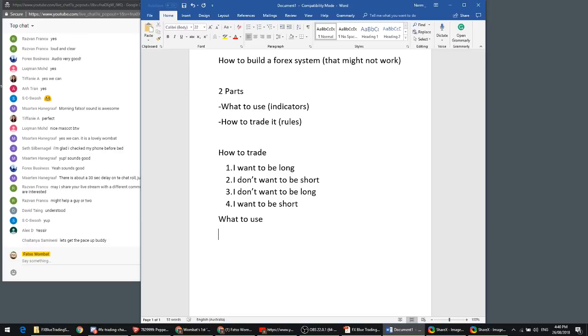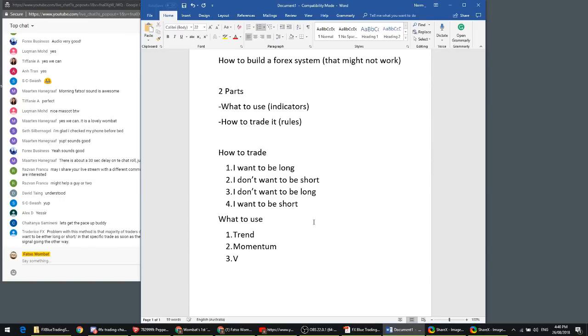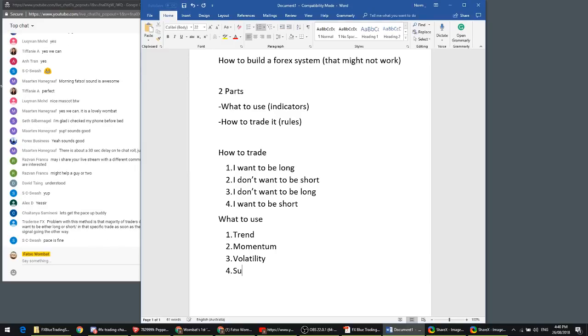So what we want to do is get a story. So the story is, where is the market at the moment? And I said that there's 4 ingredients for this story. Your first one is a trend or a trend indicator. The second is a momentum. Third is volatility, and fourth is support and resistance.